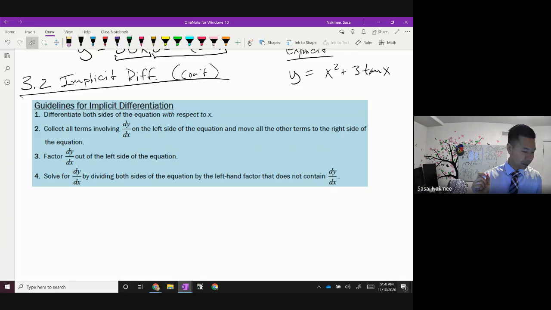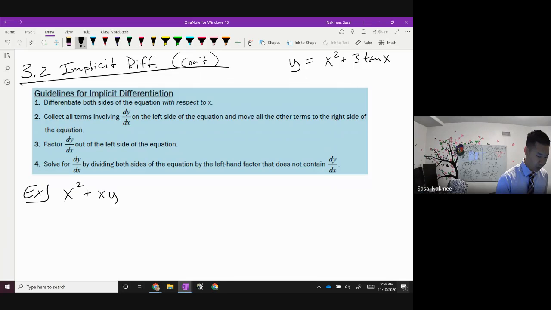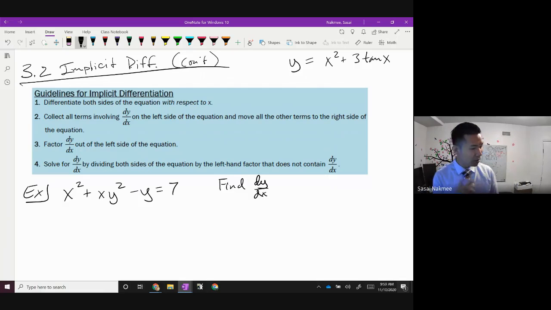So let's take a look at an implicit one right now with only 2 variables, and that you can't solve for y. So let's do this example together, and we'll use this guideline to help us out here. We did one example last time, but let's start off with a new one today. Let's go with this one right here. Let's say I had x squared plus xy squared minus y is equal to 7. And I was asked to find dy dx. So we're going to be doing this derivative here, but we're going to be doing it a little bit differently because I can't solve it explicitly. I cannot get y by itself.